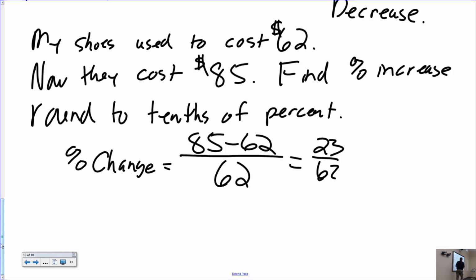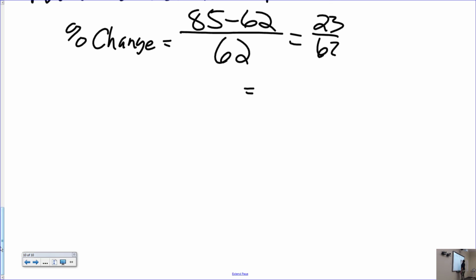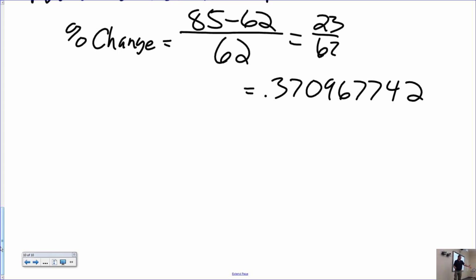What's 23 over 62? Give me a whole bunch of decimal points, folks. 0.3709677. What am I going to do first? Convert it to a percentage. And then follow the directions. Round to the nearest tenth of a percent. So what is this to the nearest tenth? 37.1%. Alrighty? Excellent.